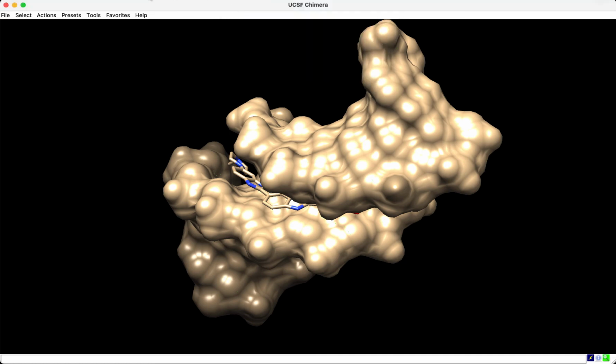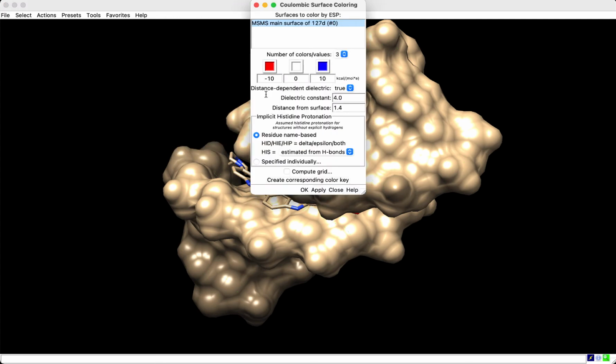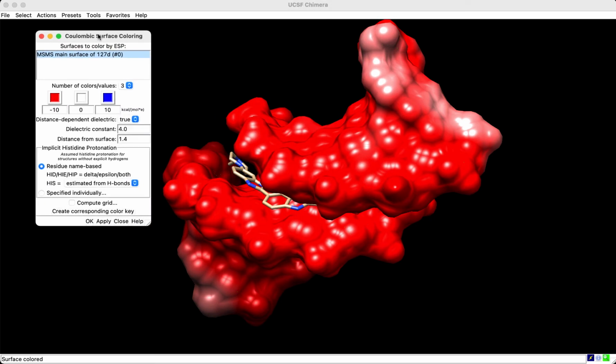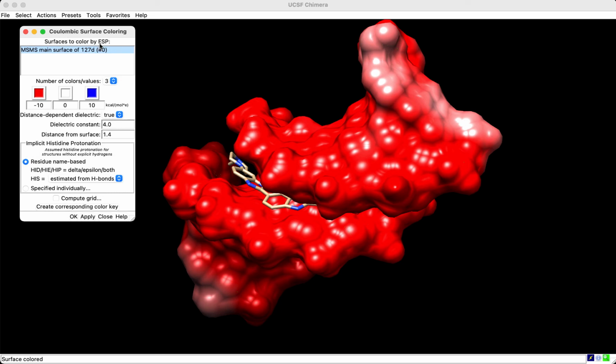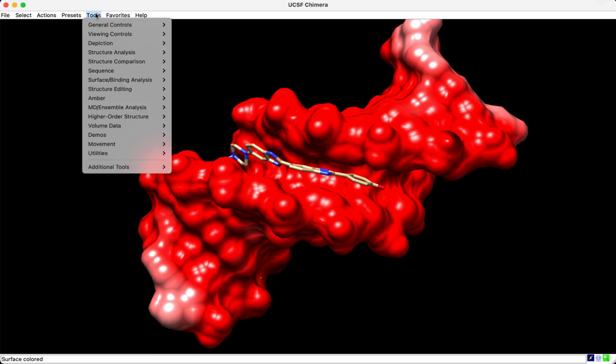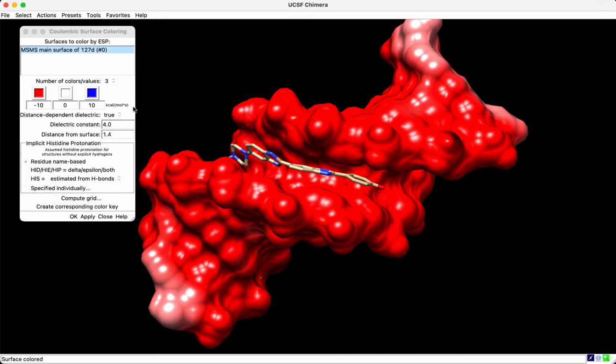Okay, I need to use not this tool. There are a number of options here. Now, what I'm doing, okay, ESP stands for electrostatic potential. And now this one is a little bit more interesting, but the color coding is not great. So let me change that.